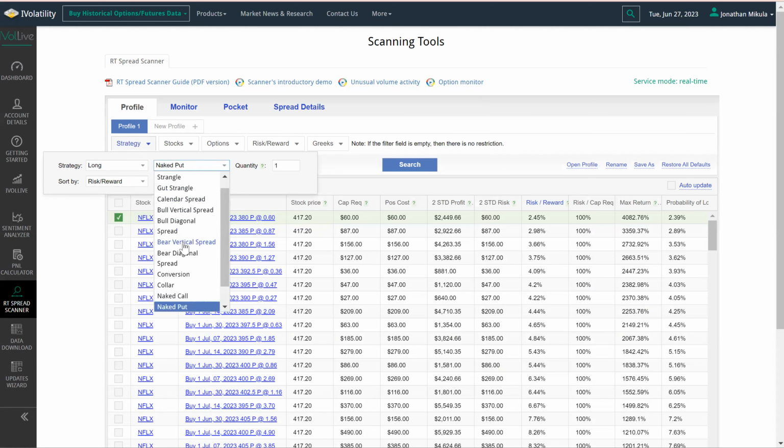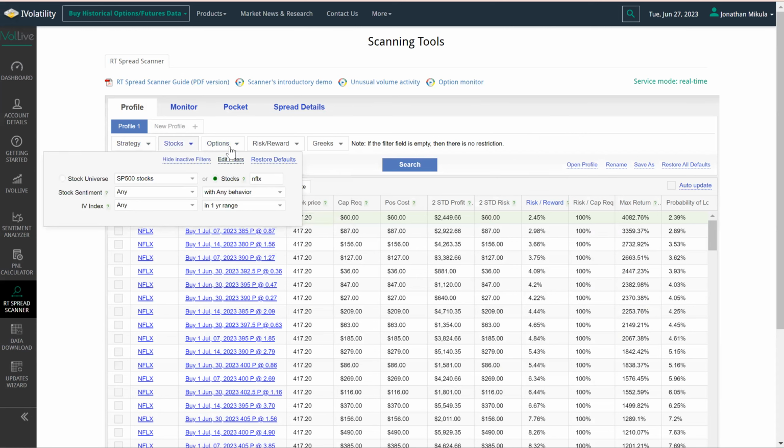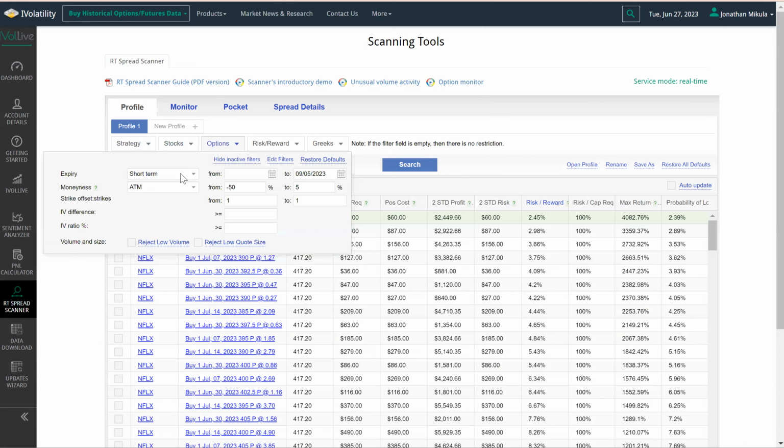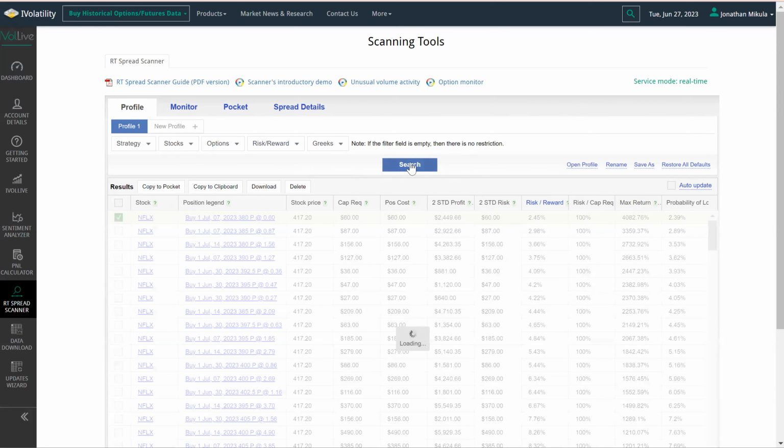So we could do a bear vertical spread. We come out here, we need to indicate that it's Netflix. We need it in the short term. Again, let's turn this back to at the money, which basically what this is saying is it's looking for trades that have strike prices that are either 10% below the current Netflix price or 10% above the current Netflix price. So that's what that translates to. Risk reward, Greeks, okay. Let's hit search.